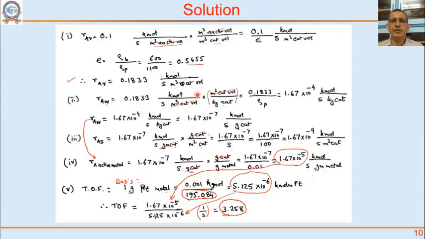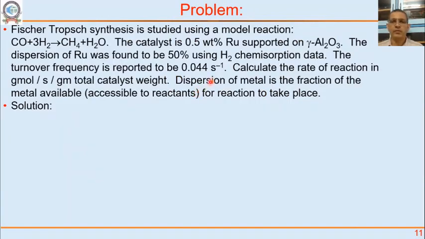So what this means is 50% is available for reaction and the turnover frequency is 0.044 second inverse. Calculate the rate of reaction in gram mole per second per gram of catalyst weight. Dispersion of metal is the fraction of the metal available, which means accessible on the surface for the reaction to take place. One of the ways is to measure it using hydrogen adsorption. We know exactly how much hydrogen is adsorbed per atom of ruthenium.